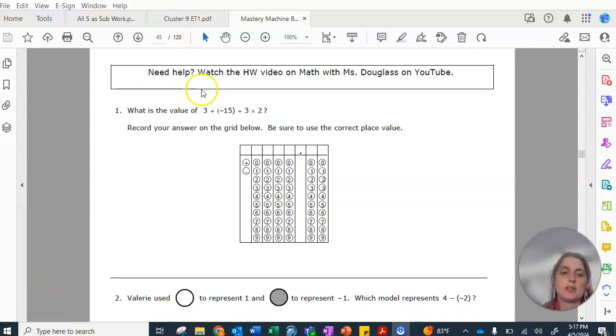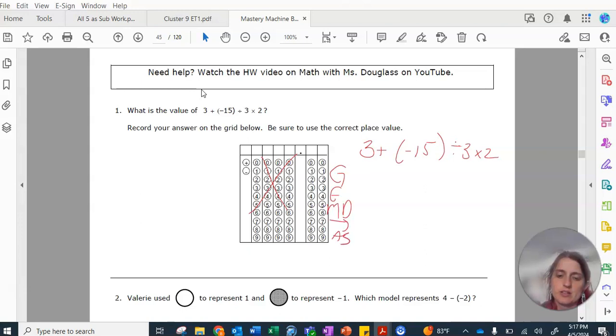All right, our first problem. I don't care about the griddable, you can just write it on the side. I'm going to rewrite it. It's a GEMDAS problem, so make sure you follow the order of operations and you should get down to one final solution.